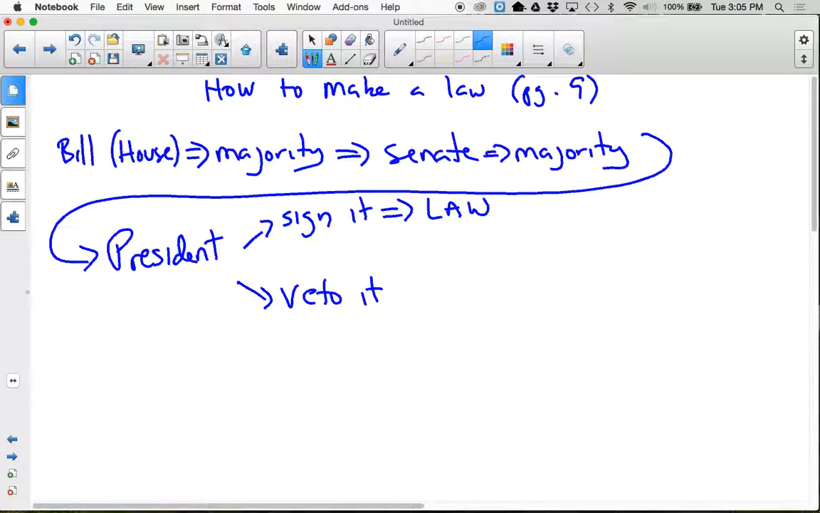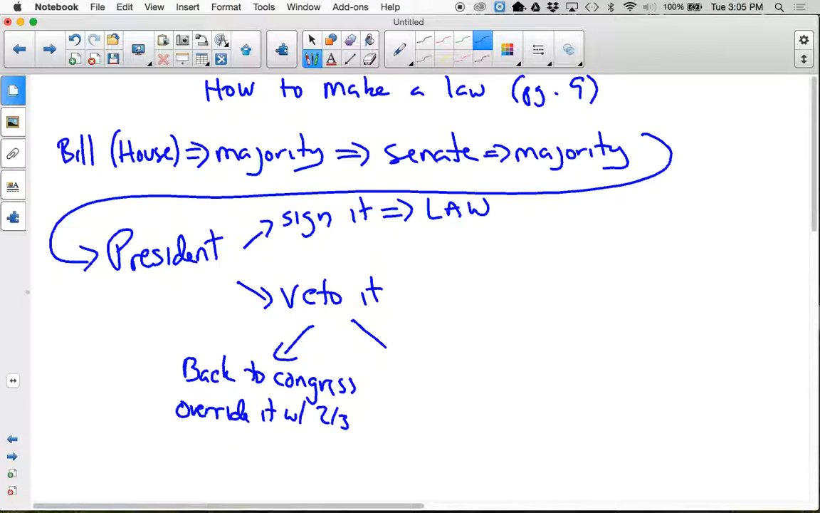If he vetoes it, it goes back to Congress. And if it goes back to Congress, they can override it with a 2/3 vote. Right? So this is where 2/3 of the Congress would have to say yes. Or, if he vetoes it, more likely, it dies.